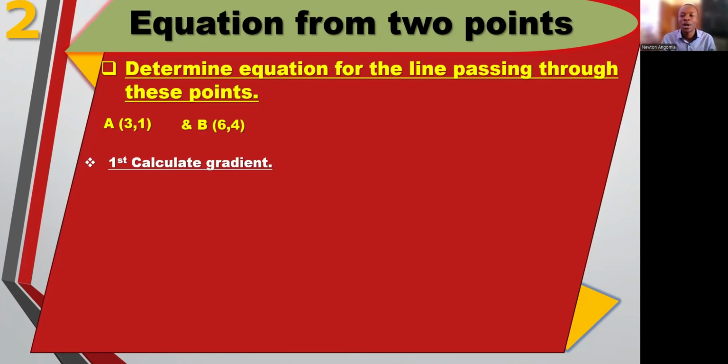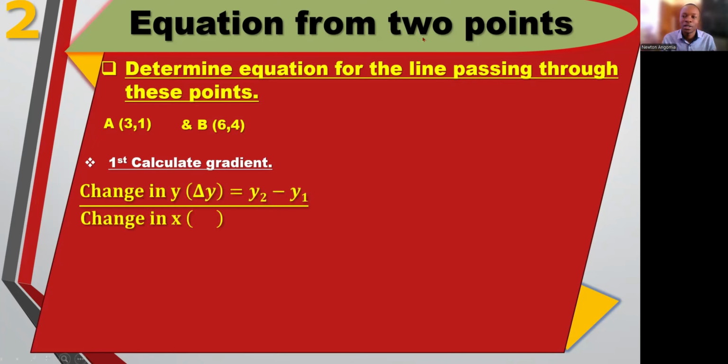All right. We have learned in the first session that what you need to do is get the change in y and the change in x coordinates. So we first calculate the gradient, and I know you can calculate the gradient of this line passing through point A and point B. What you do is let point A be your first point and point B be your second point.